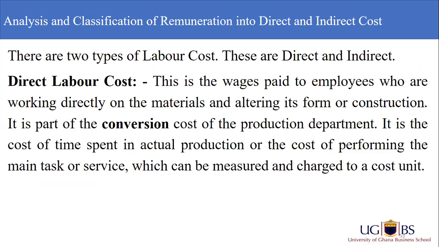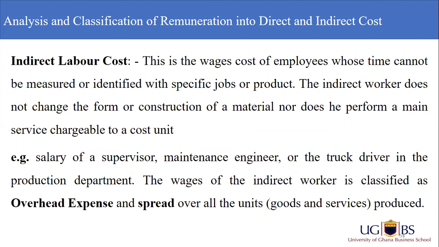So there are two types of labor costs. These are direct and indirect. Direct labor costs, I've said, are the wages paid to employees who are working directly on the materials and altering its form or construction. Right? I've spoken about this. Indirect is the wage of employees whose time cannot be measured or identified with a specific job or product. Right? So for example, it can be a supervisor, cleaner, and the likes. Okay, maintenance engineer, or truck driver in the production department, etc.